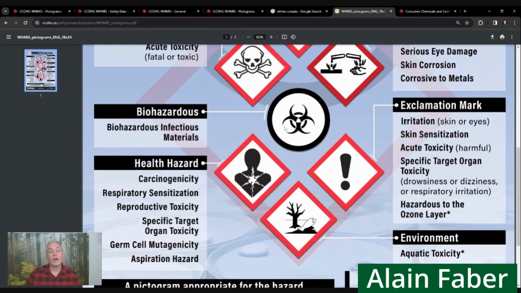So we have the biohazardous materials symbol here, the one I mentioned earlier. This one would be, for example, if you are working with some disease, doing research for a vaccine and so on. This is a symbol that will be there to make sure that the workers working with these infectious diseases are aware and can protect themselves.